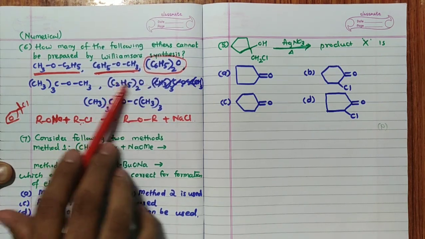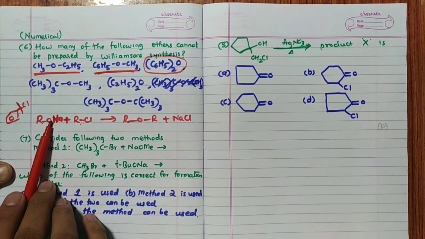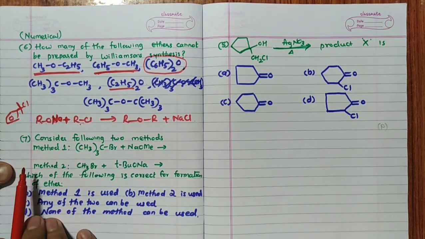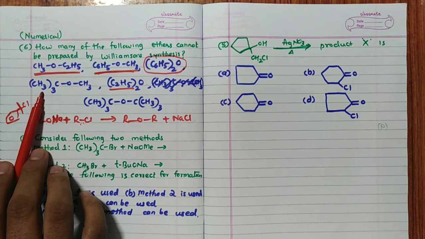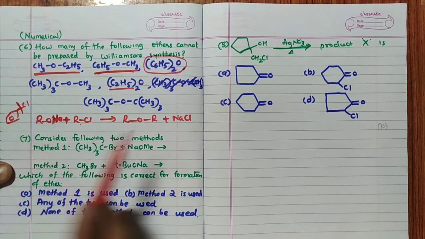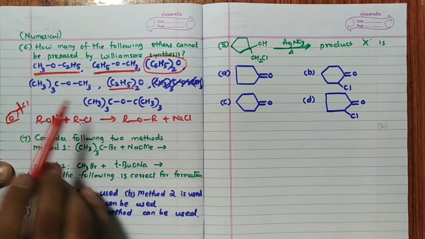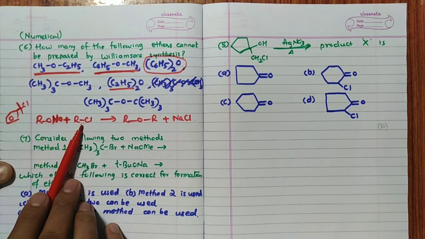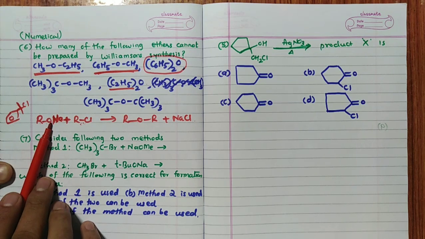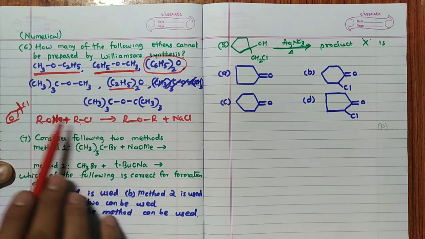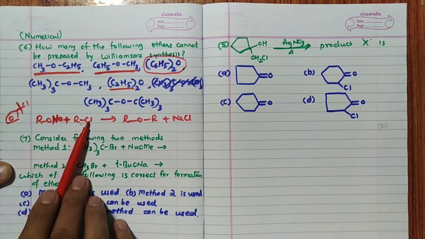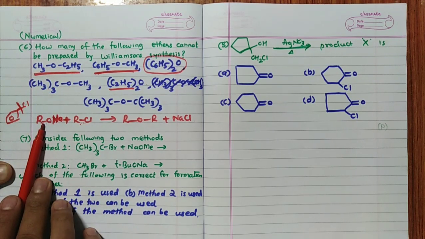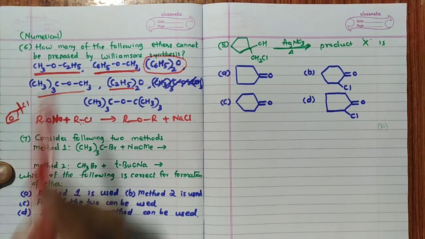Now similarly, remember, this is possible. C2H5 twice O, diethyl ether, definitely it is possible. C2H5Cl, and C2H5ONa if you take, this is possible. Now this is also possible, because in this particular case we will take CH3 thrice CONa, sorry, CH3Cl we will take, and CH3 thrice CONa. So the reaction is possible. This is also possible.